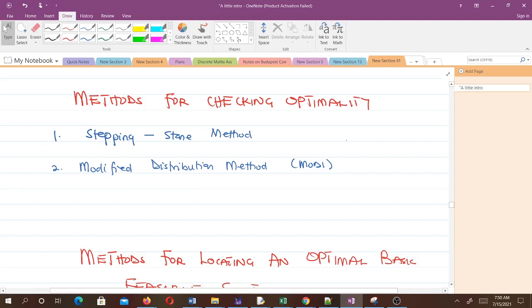Now, what are also the methods for checking optimality? We have two of them that we will study: the stepping stone method and the modified distribution method. With the rest of this video, we'll be talking about the methods for locating an initial basic feasible solution. We talk about all three: the northwest corner method, the least cost method, and the VAM method. Then in the next video we'll talk about the stepping stone method. In the next one we'll talk about the modified distribution method.